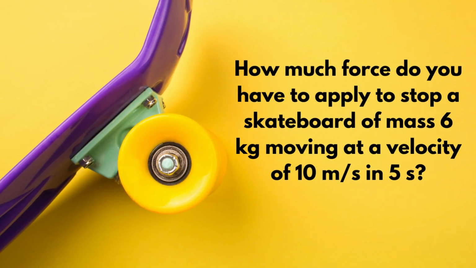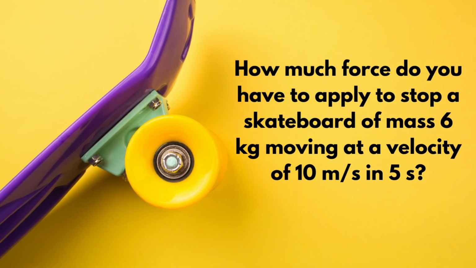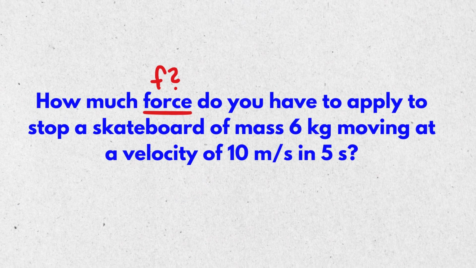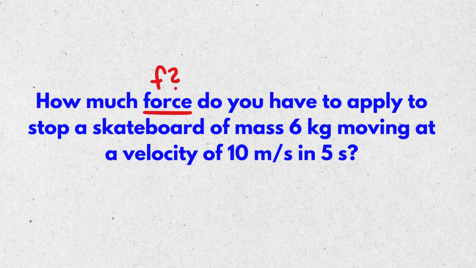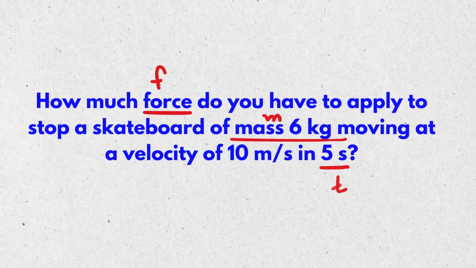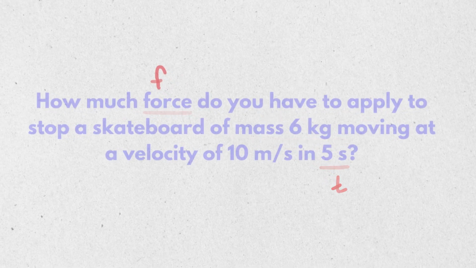Here is our second problem. How much force do you have to apply to stop a skateboard of mass 6 kilogram that's moving at a velocity of 10 meters per second in 5 seconds? In this case, we are going to underline the keywords and write the variables right above those keywords. So we are going to put the letter F for force, M for mass, and T for time.